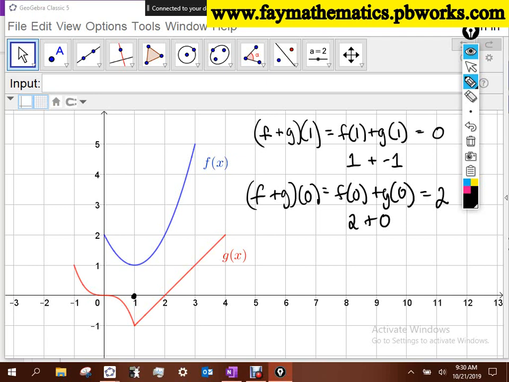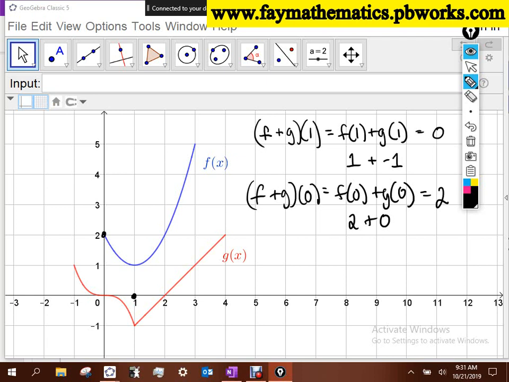Now the idea, guys, is once you're able to find those f of whatevers and g of whatevers, it doesn't matter whether I'm adding them, subtracting them, multiplying, or dividing. If this was f times g of 1, you would take 1 times negative 1, right? If it was f times g of 0, you would take 2 times 0. So whatever the operation is, we should be able to do it. Plot this point, 0, 2. Okay?